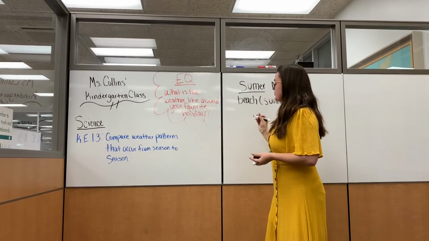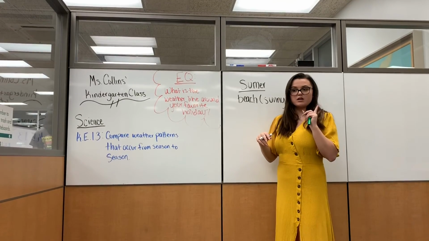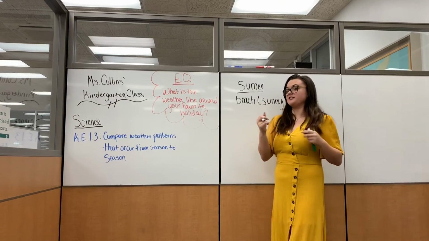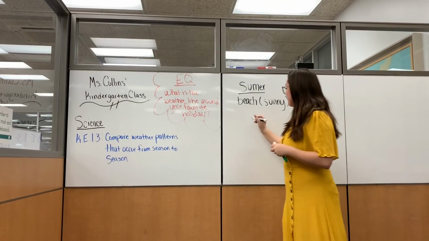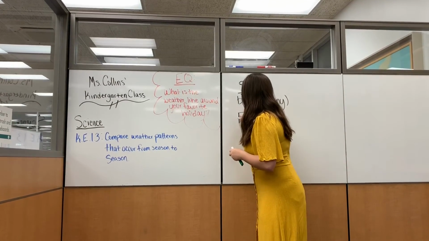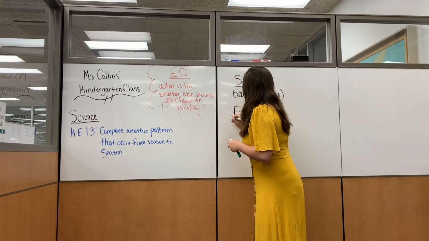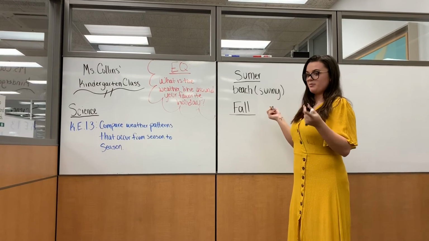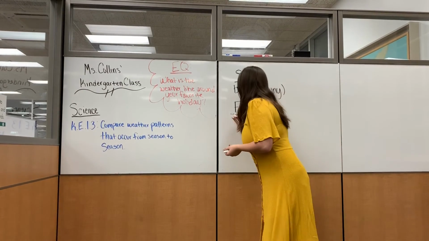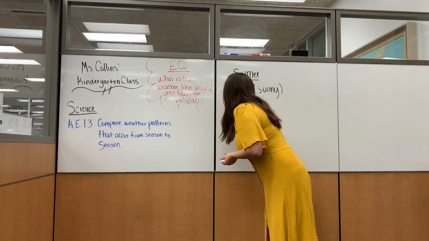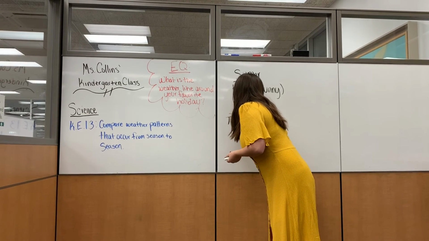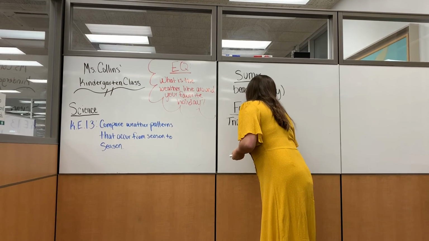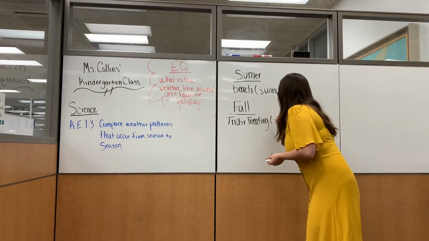What are you going to draw for the fall? You're going to draw yourself trick-or-treating. Okay, that's a good one. But how are you going to show the weather? You're going to make it foggy? That's good. So, trick-or-treating, and then we're doing foggy.